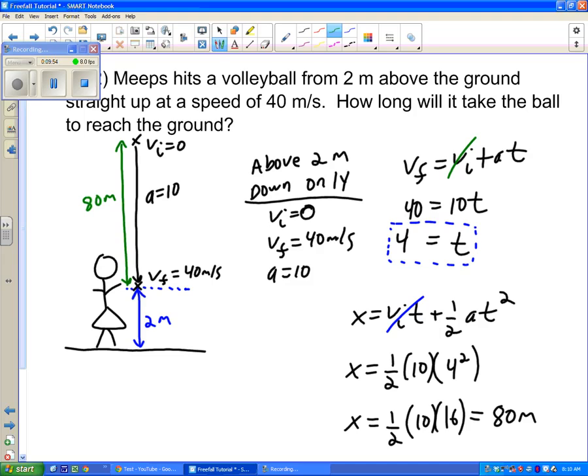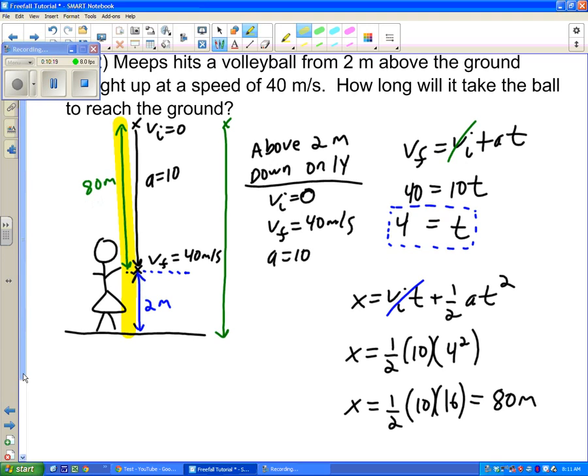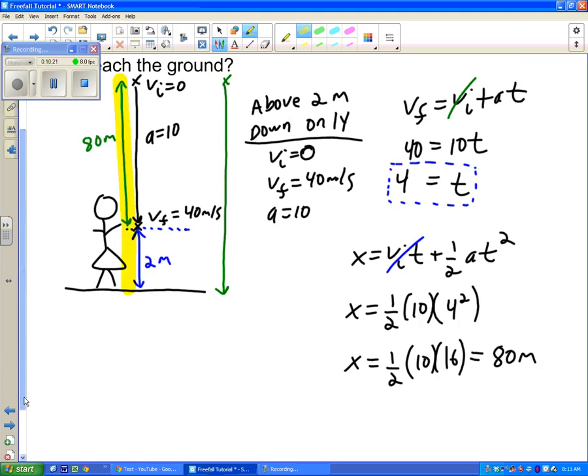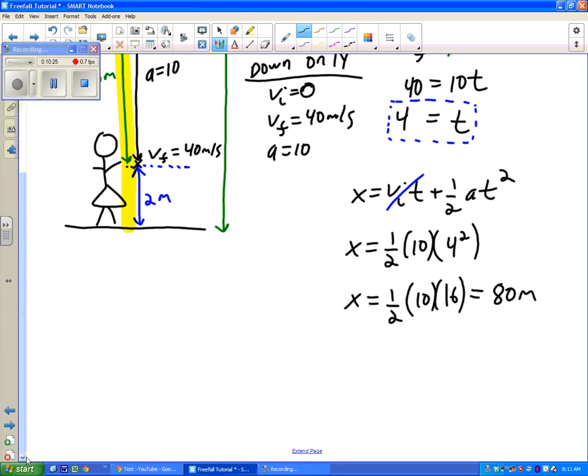Okay? But I want the total time. So what I'm going to do is I'm going to go from the very top. I'm going to go from way up here all the way down. All right? And I know that that distance is going to be 82 because I have this distance of 80 and then I have this distance of 2. So let's do that. So I'm going to go total down. The total down distance from the very top to the very bottom. We're going to use this equation.